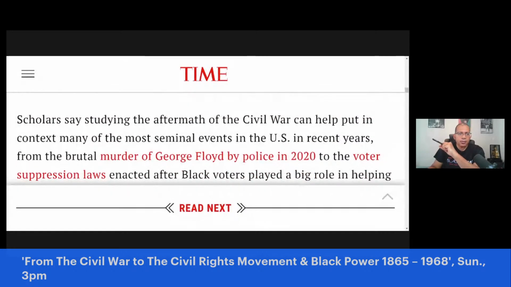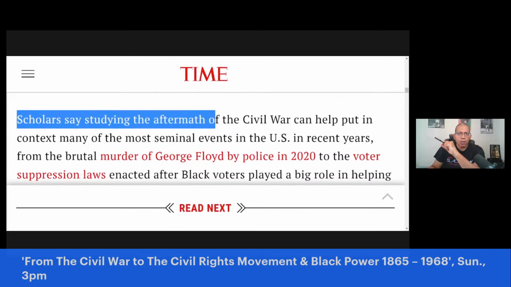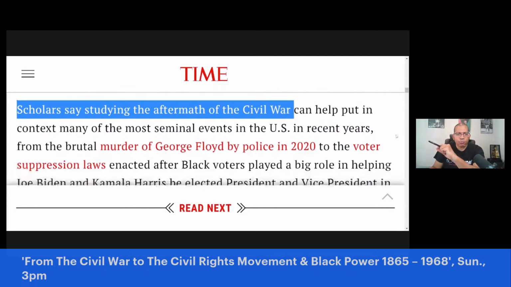Now, scholars say studying the aftermath of the Civil War can help put in context many of the most seminal events in the U.S. in recent years, from the brutal murder of George Floyd by police on May 25th, 2020, to the voter suppression laws enacted after Black voters played a big role in helping Joe Biden and Kamala Harris be elected president and vice president in 2020.